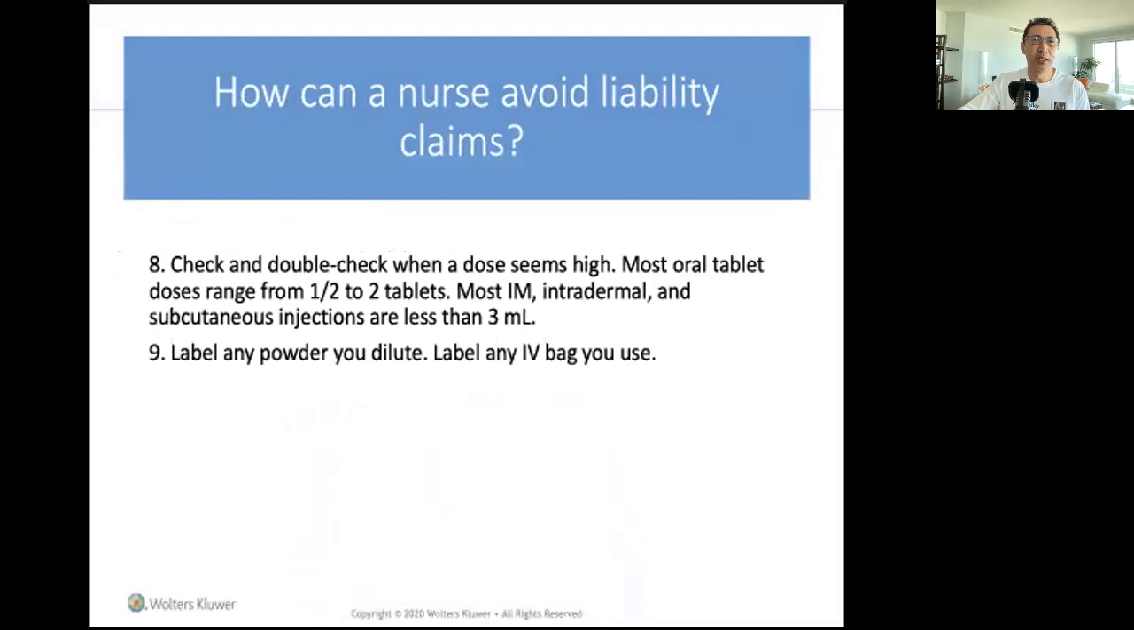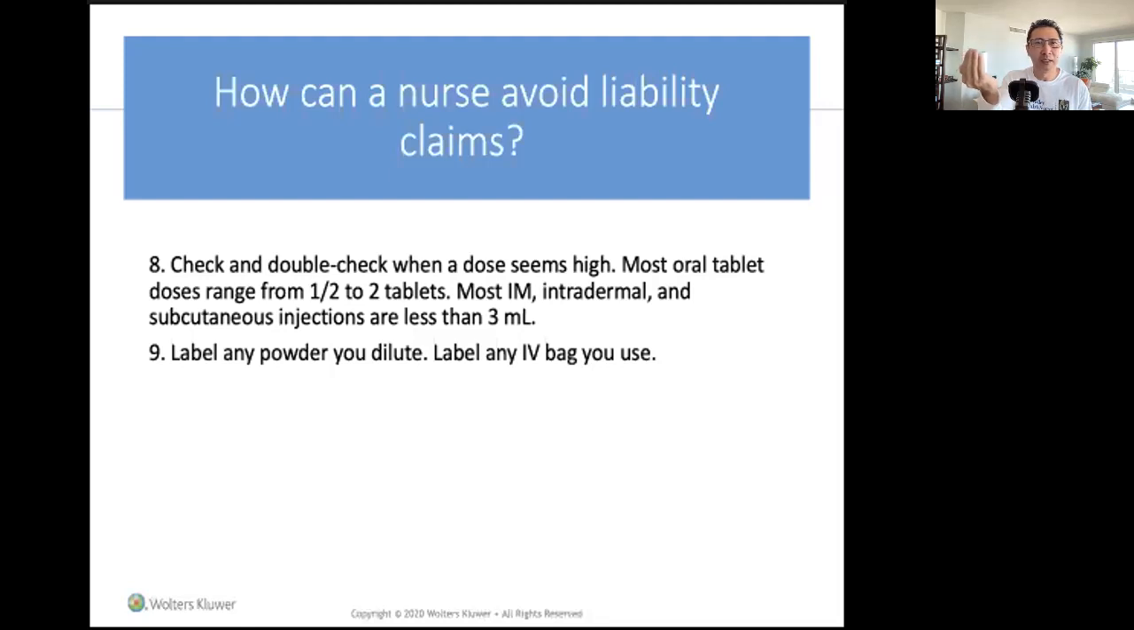Double check, triple check when the dose doesn't feel right. If I have a medicine called Plavix, it's a blood thinner, 1 pill, 75 milligrams, and here I am, I did all my checks, I did all my scanning, and I'm about to give 4 of these Plavix pills. That should call for a timeout. Why am I giving 4 of these?